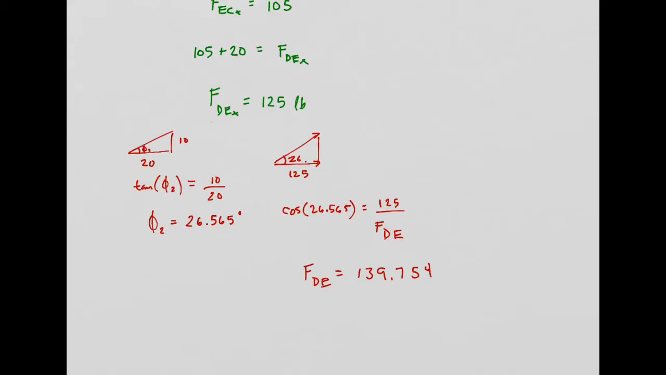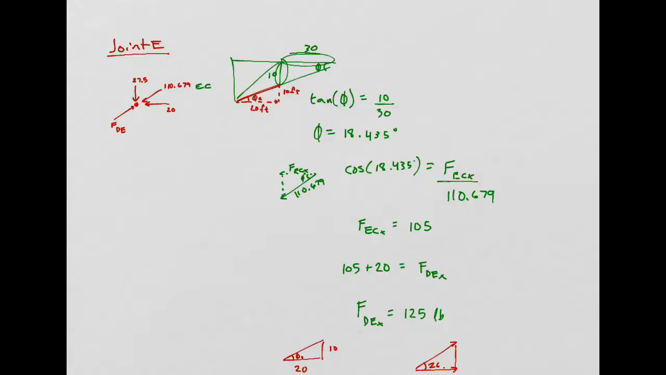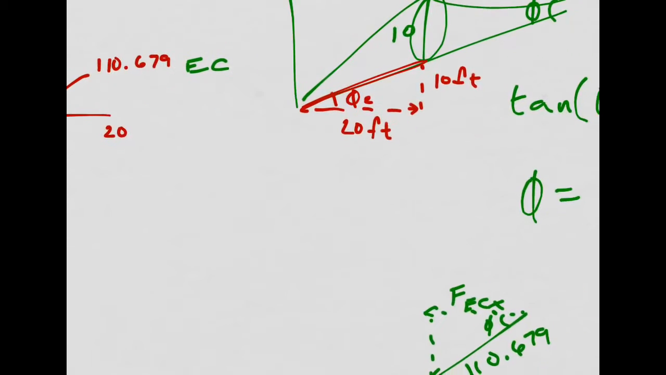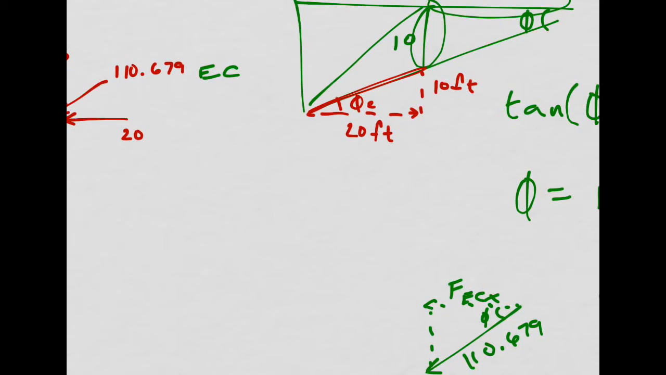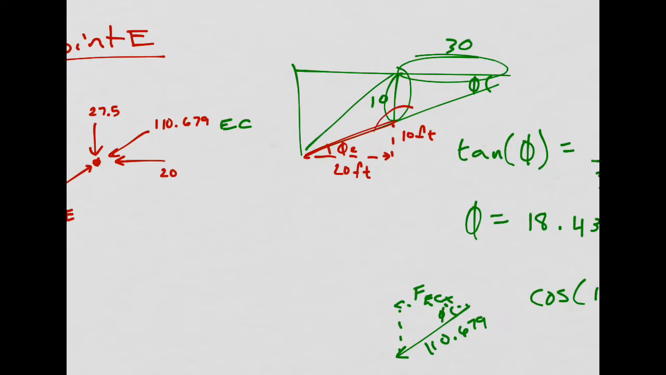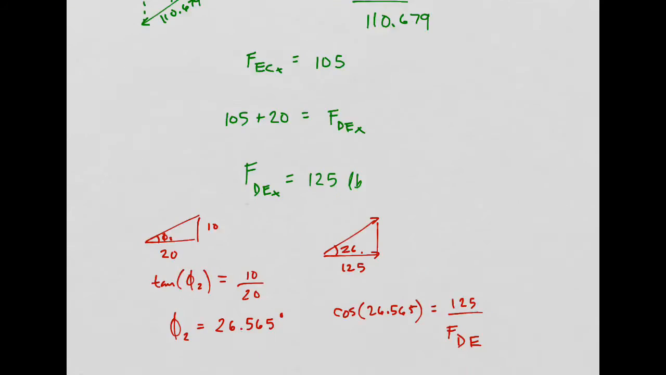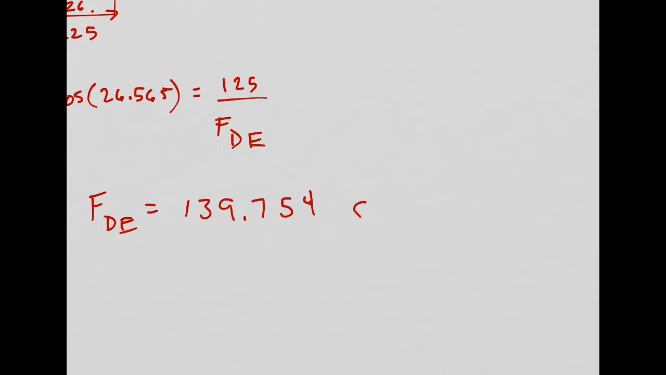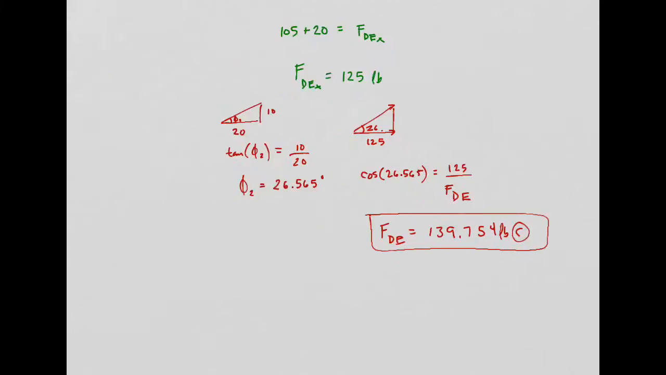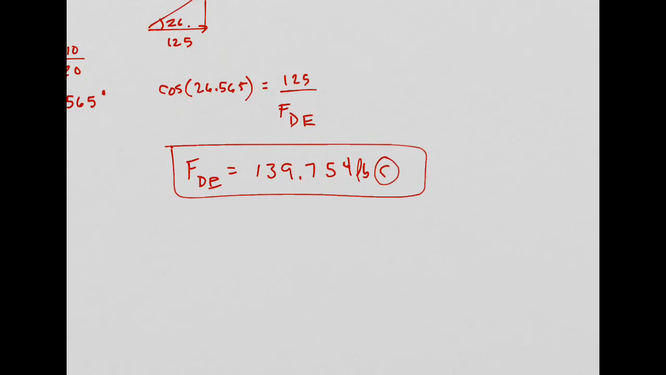139.754, and we already decided that was going this way, so that means, this is joint E, right? That's joint E. So that's going like that. That means it's pushing, it's under compression. So this will be under compression. You can add this to your list, LB. I don't have the rest of the list copied down, but there you go. That's the last force. We're done.